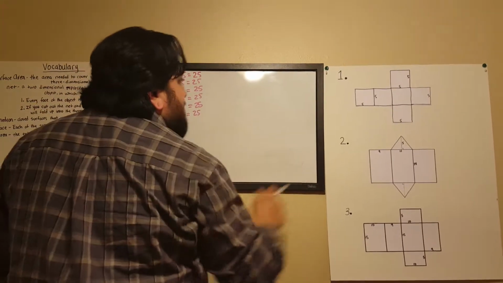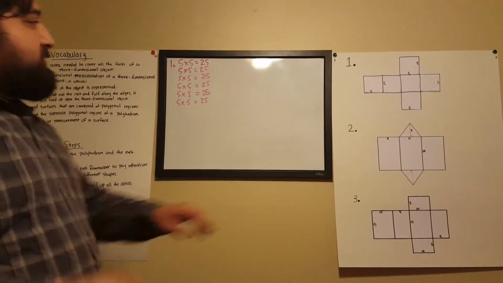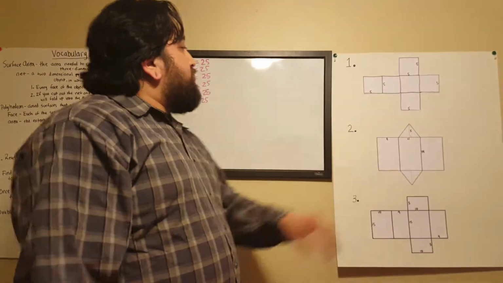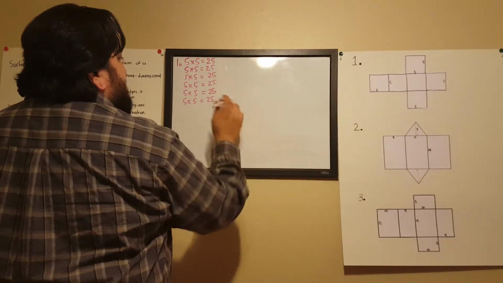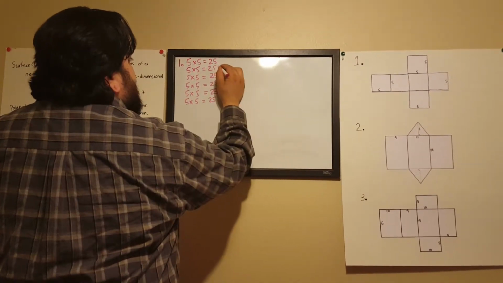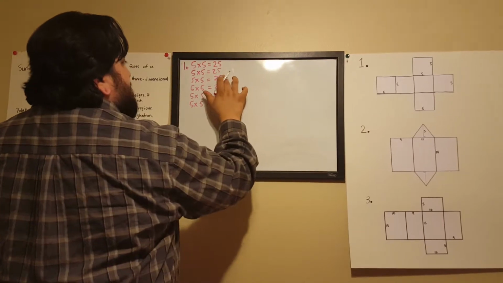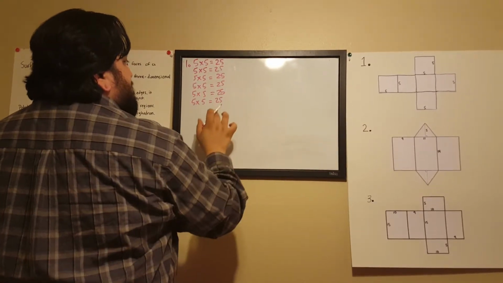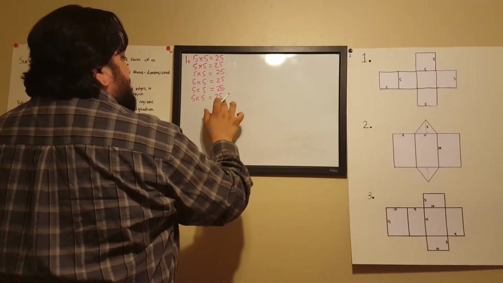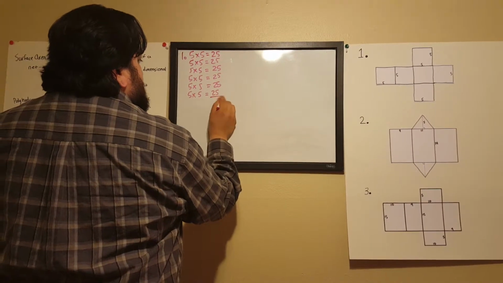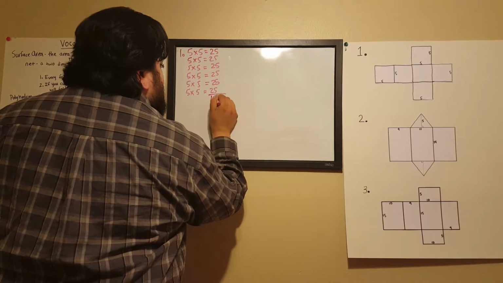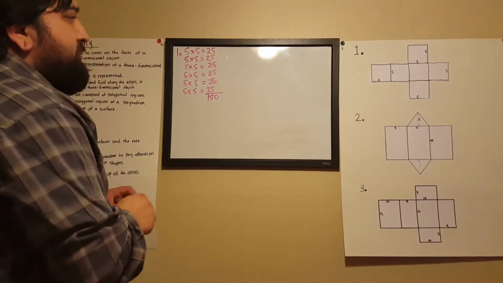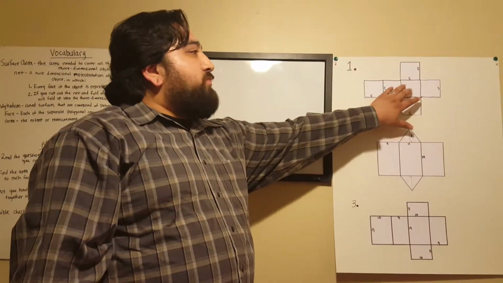Now that we have all the areas for all the faces on the cube, we'll add together the total for each area. So we have 25 plus 25 plus 25 plus 25 plus 25 plus 25, and that gives us a total area of 150. So the surface area for this cube will be 150.